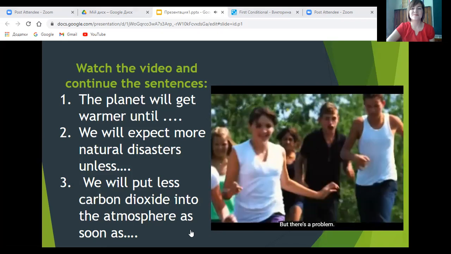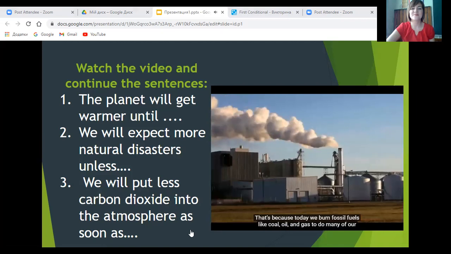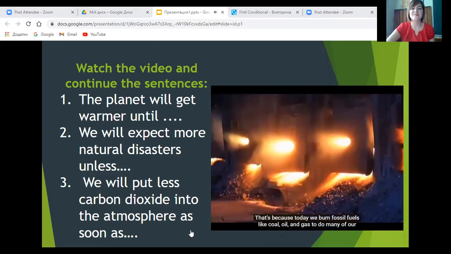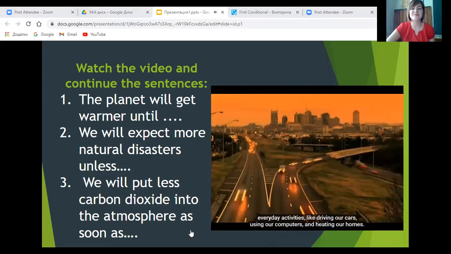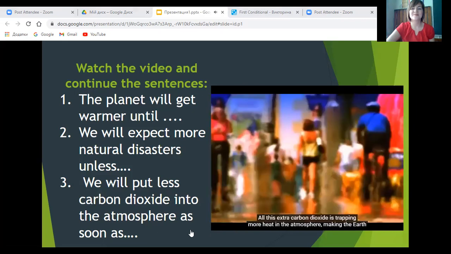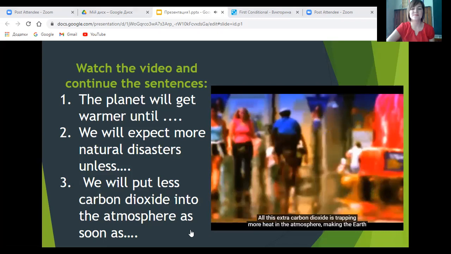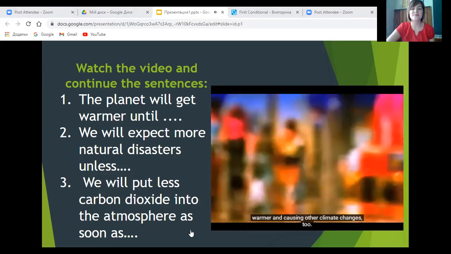But there's a problem. People all over the world are adding extra carbon dioxide to the atmosphere. That's because today we burn fossil fuels like coal, oil, and gas to do many of our everyday activities, like driving our cars, using our computers, and heating our homes. All of this extra carbon dioxide is trapping more heat in the atmosphere, making the Earth warmer and causing other climate changes too.